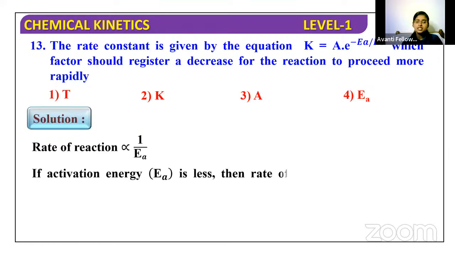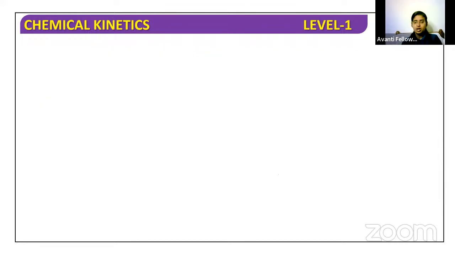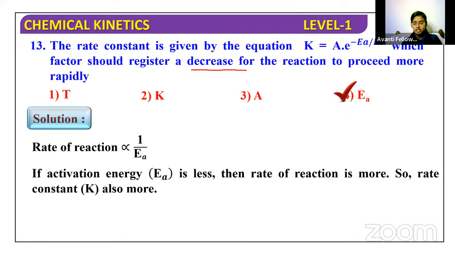The rate of the reaction is inversely proportional to activation energy. If the activation energy is very less, then the rate of this reaction is very high. So the correct answer is Ea. Ea has to get decreased for the reaction to proceed more rapidly. Rapidly means very fast. Okay, clear. Very good, dear. So all of you write this relation: rate of the reaction is inversely proportional to activation energy.